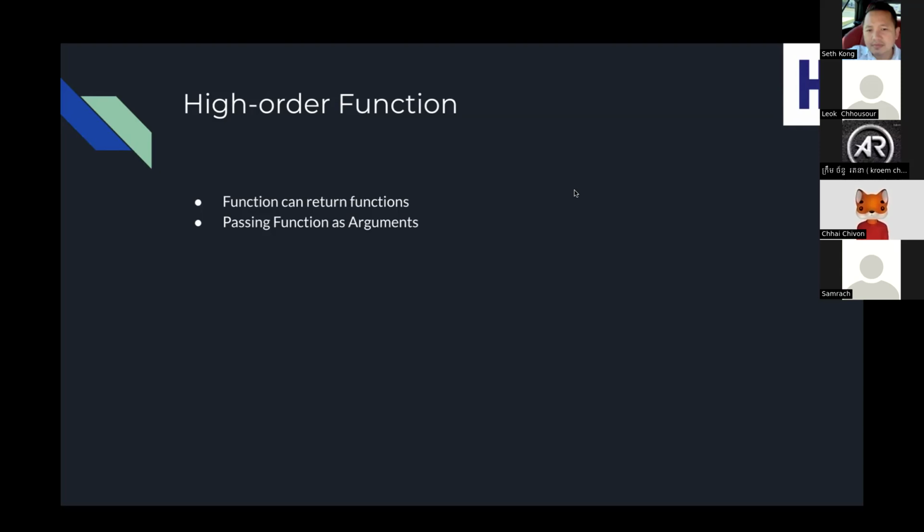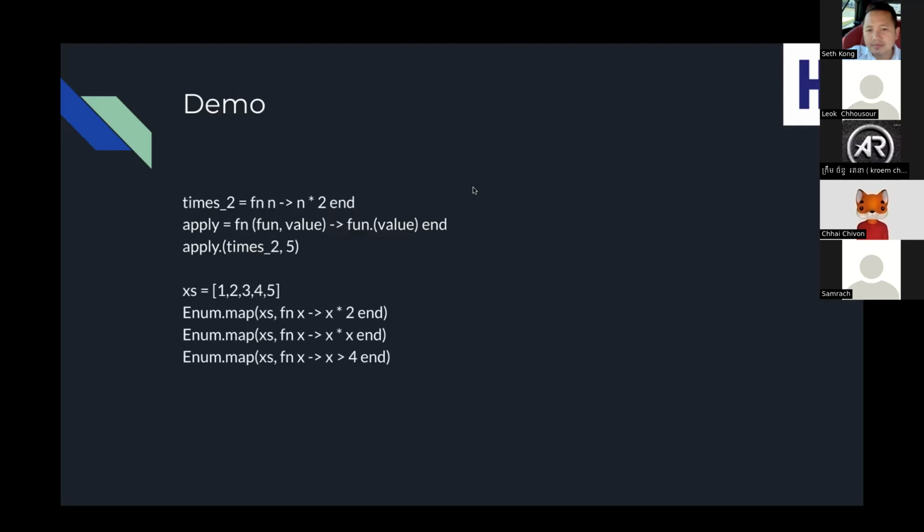Okay, let's take a look at some demo. I define a function called times2. I take a number and multiply that number by 2, so we double the value. Let's say you have 5, you go to 10. You have 1, you go to 2. You have 3, you go to 6, because it's a times2 function.